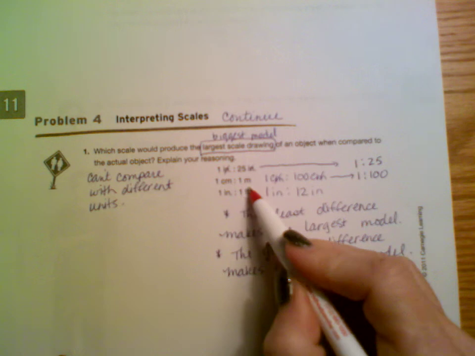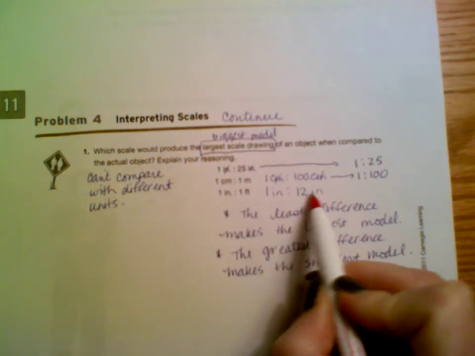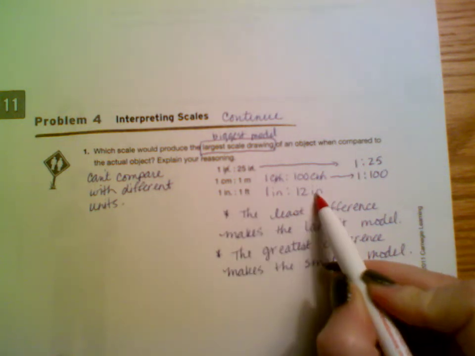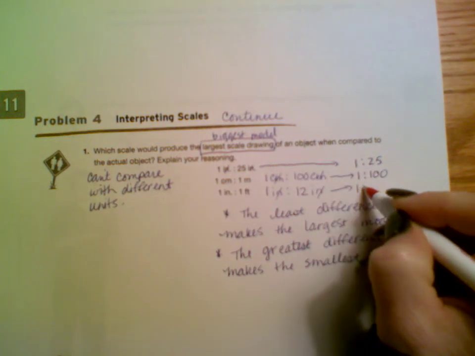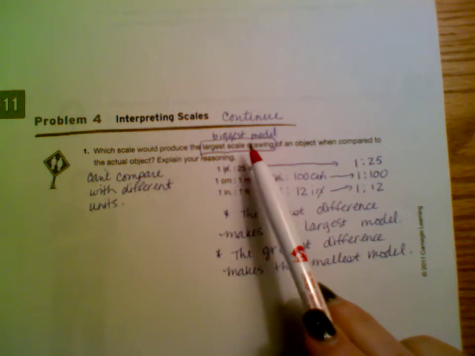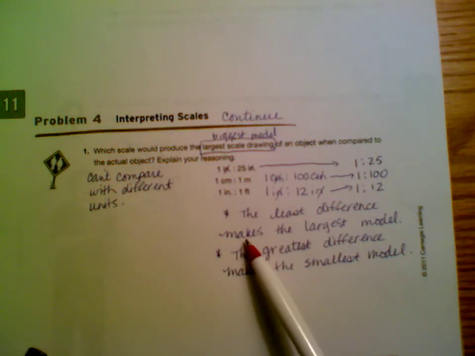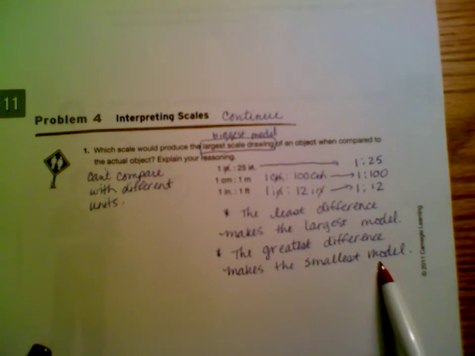Here, I know that there's 12 inches in a foot, so because these are different, I can rewrite them both in inches and say 1 inch to 1 foot, which is 12 inches. Now these labels drop, so this is at a ratio of 1 to 12. Now, if I want the biggest model, it means the difference between the actual and the model will be the least amount of difference. So the least difference will make the largest model. The greatest difference makes the smallest.